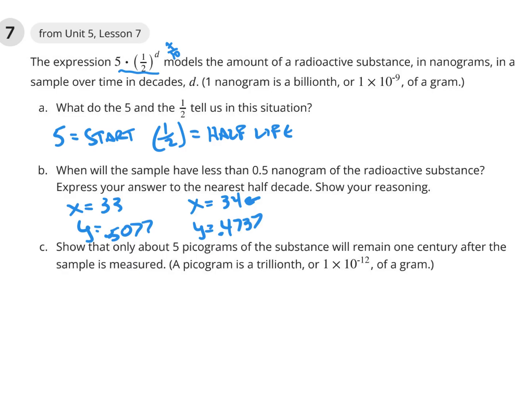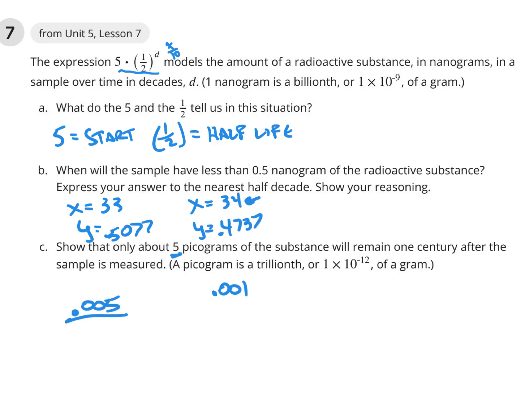So now, show that only about 5 picograms of the substance will remain 1 century after the sample is measured. So what do we start with? Nanogram is 10 to the 9th, picogram 10 to the 12th, which is 3 less. So this is 1,000. 1,000 is 0.001. So we want 5 thousandths, which is 0.005.